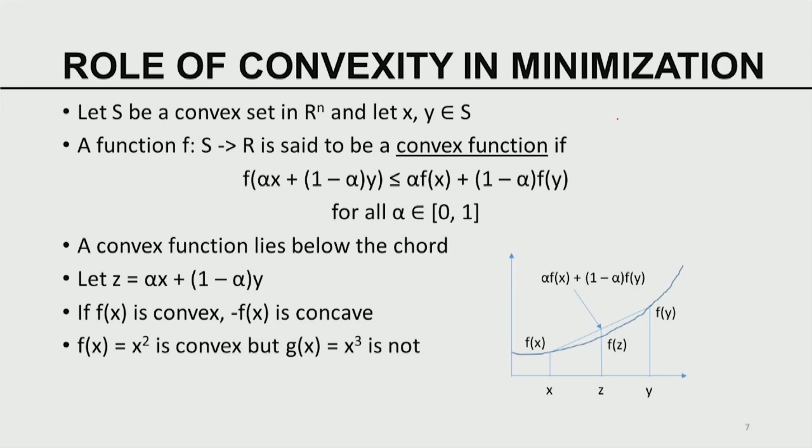In this case, the entire function lies below the chord. So what is an example of that? If you have x square, if you took any two points on a parabola, the parabola always lies below the chord. Any function that has this property is in general called a convex function. X square has a unique minimum. So convex functions in general have a unique minimum. That's where the notion of convexity comes in.